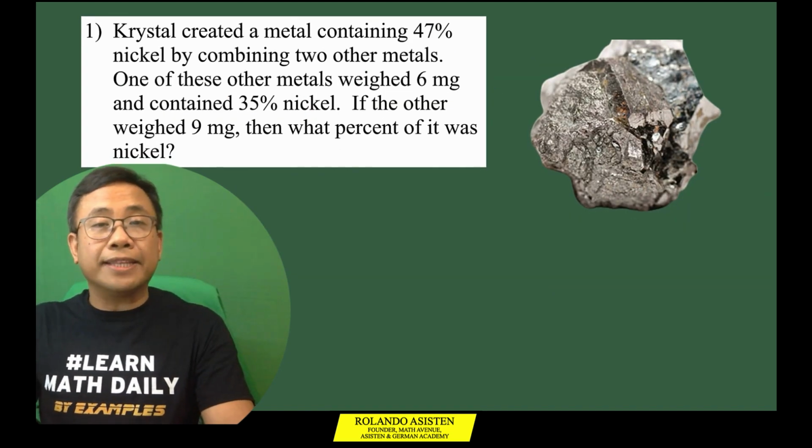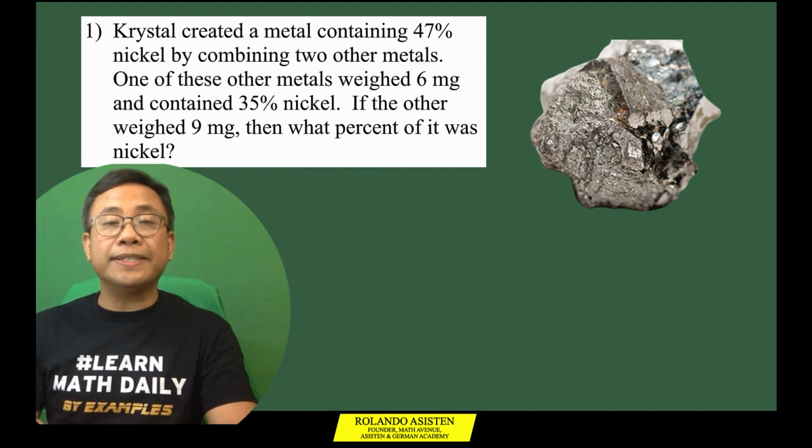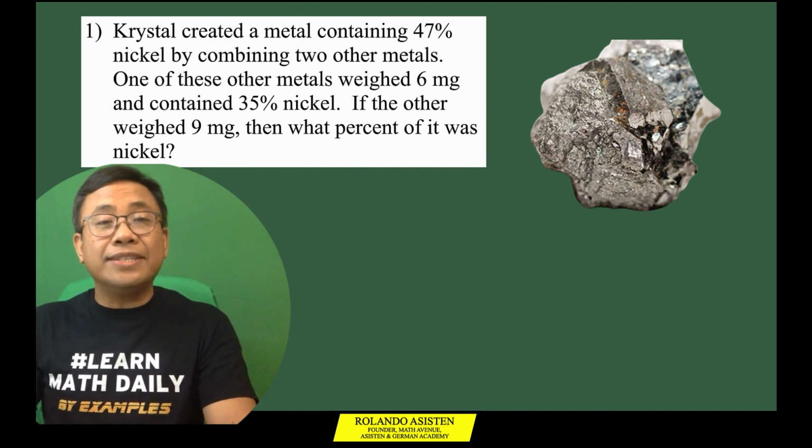Crystal created a metal containing 47% nickel by combining two other metals. One of these other metals weighed 6 milligrams and contained 35% nickel. If the other weighed 9 milligrams, then what percent of it was nickel? Now let's solve this problem together.